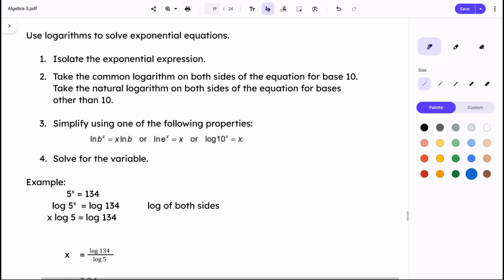So we're going to isolate the exponential expression, and then we're going to either take the common logarithm of both sides, or you could take the natural logarithms on both sides for equations that have bases other than 10. And then you're going to simplify using one of the following properties. Okay, so you can see down here, they're showing you how you could rewrite it with those exponents, also using a little bit of that power rule property where we moved the exponent to the very front of the problem. So we're doing a little bit of that as well. And then we're going to solve for our variable like we were doing on the last couple of problems.